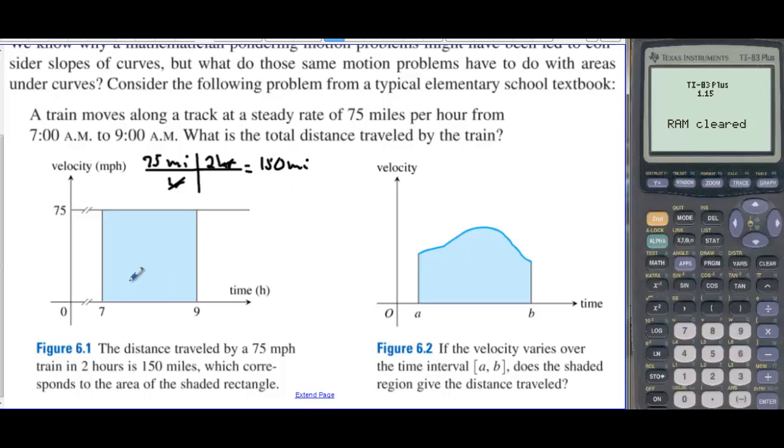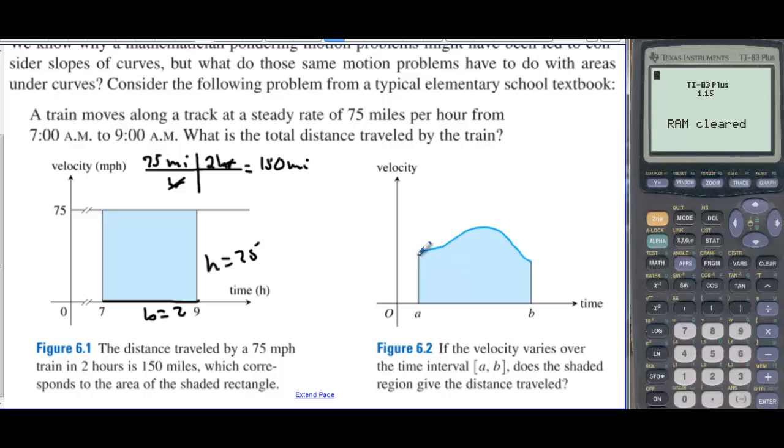Well, as it turns out, doing this dimensional analysis is the same as multiplying the base times the height. So the base is the 2 hours, and the height is the constant velocity. That would be 75. Well, if the distance is the area under the curve, then couldn't we do the same thing if the velocity is not constant, if it's changing?